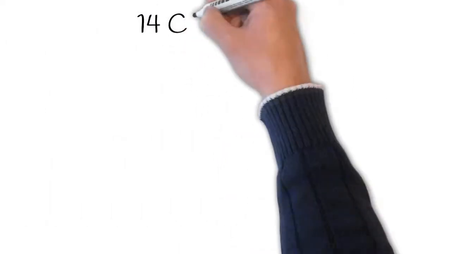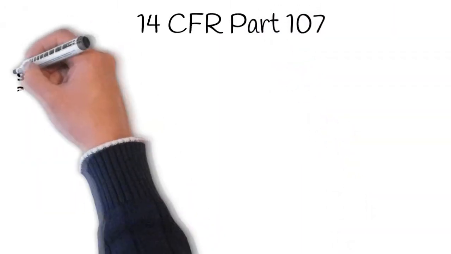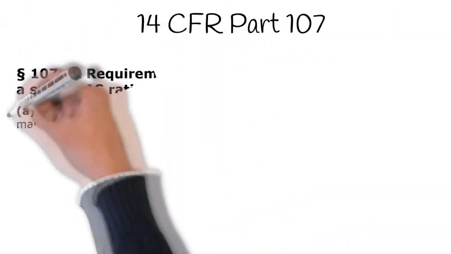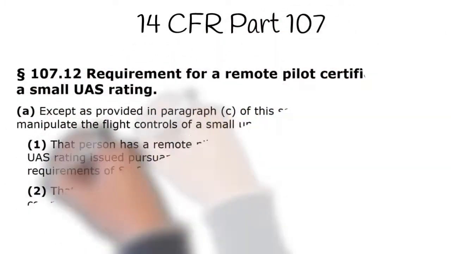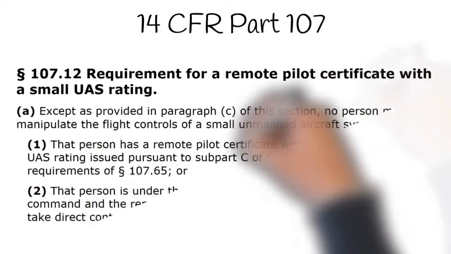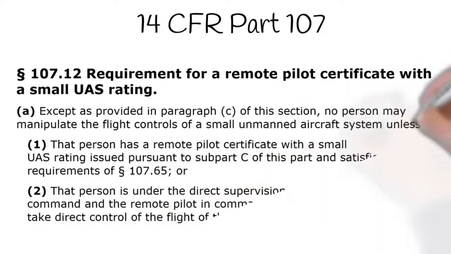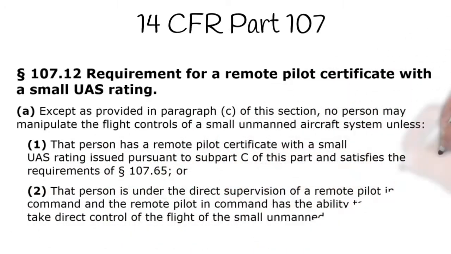Part 107 states that no person may manipulate the flight controls of a small unmanned aircraft system unless that person has a remote pilot certificate with small UAS rating, or that person is under the direct supervision of a remote pilot in command. And the remote pilot in command has the ability to immediately take direct control of the flight of the small unmanned aircraft.